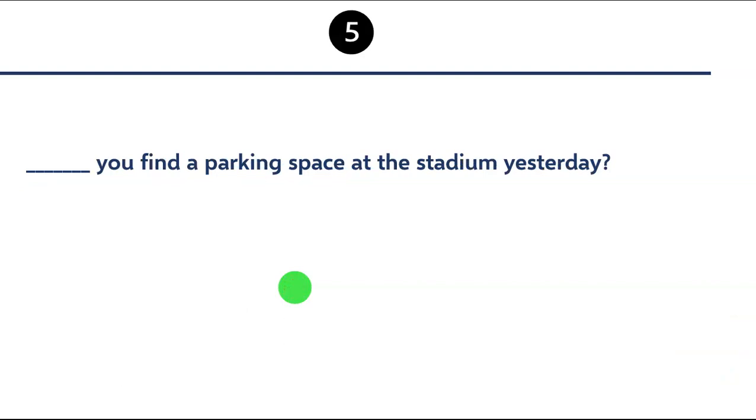Let's move on to number 5. Dash you find a parking space at the stadium yesterday. Now let me give you a hint before I give you your 10 seconds. This is a sentence in the past tense. It is talking about yesterday. So which modal verb will fit out here? Your 10 seconds start now.